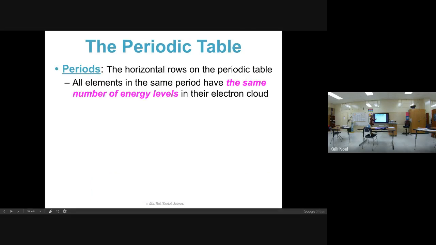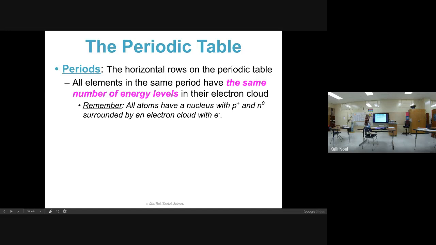All right, the next thing on the periodic table are the horizontal rows. They are called periods. These elements have the same number of energy levels in their electron cloud. And we're going to do an activity where we actually draw some models of atoms. And to get the number of energy levels, you're going to need the periods. And there are 7.